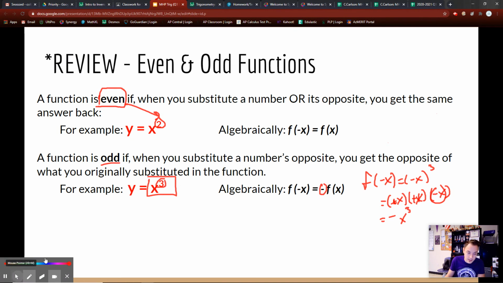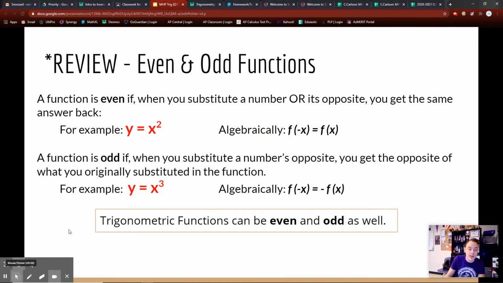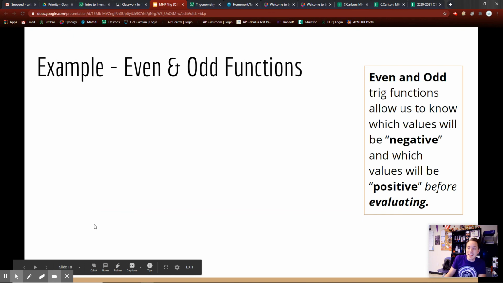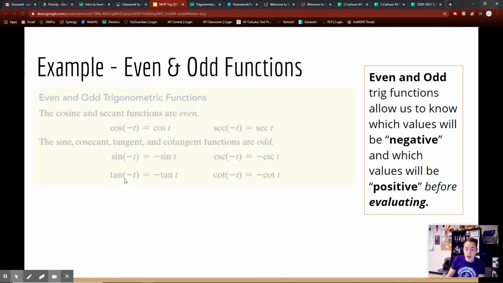Trig functions can be even and odd as well. What does that mean? Let's find out. It means that even and odd trig functions allow us really then to know which values will be negative and which values will be positive even before we put it on the xy plane, even before we evaluate it. That's really crazy, okay? So what does that mean?